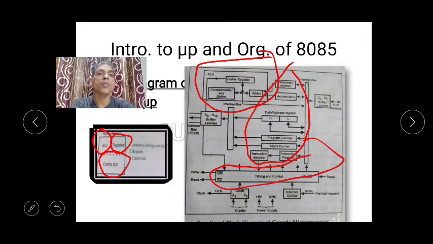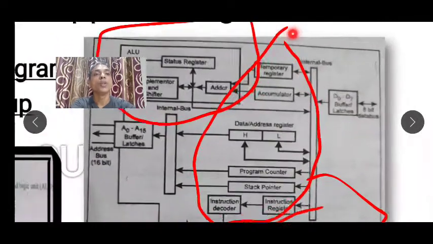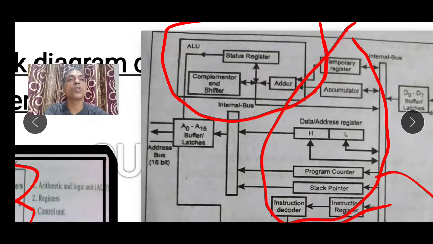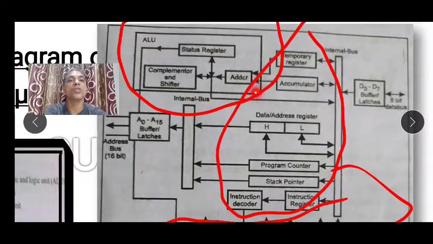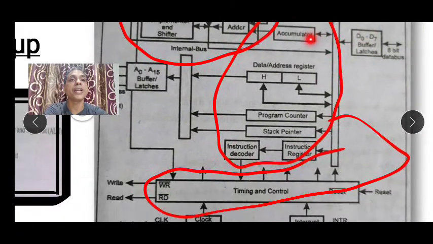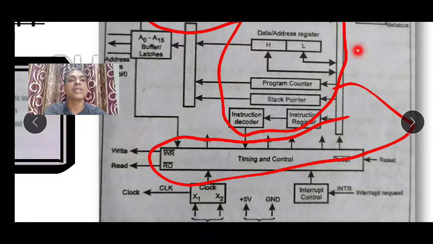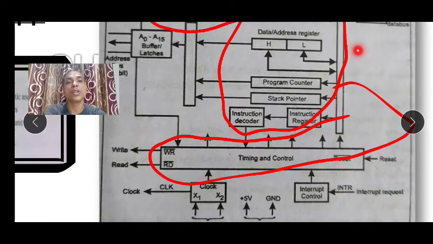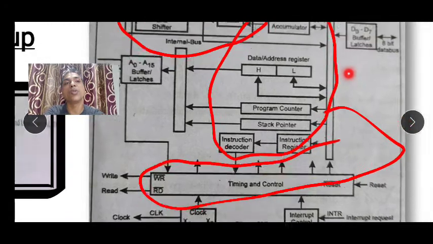Apart from this, there are many structures. Let me zoom this and show you. Can you see how the ALU looks? The ALU will have a status register, complement and shifter, adder. Then we have temporary registers, accumulator, HL, then program counter, stack pointer, instruction decoder, instruction register, timing and control unit.